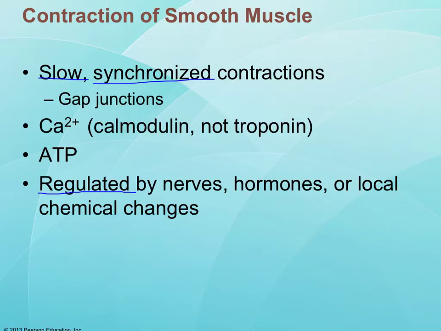However, the skeletal muscle is fully controlled by the nervous system, and you consider it to be voluntary. And also our smooth muscle can be regulated by hormones and local chemical changes. The smooth muscle can contract without nerve impulse as well. So that's different from the skeletal muscle as well.